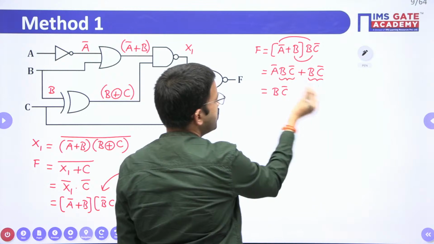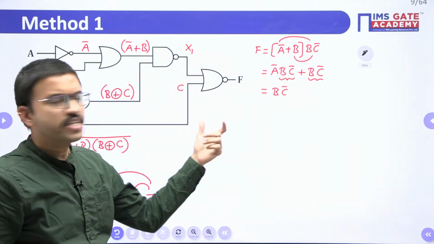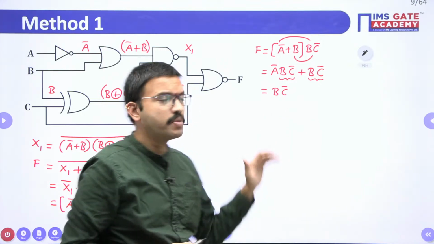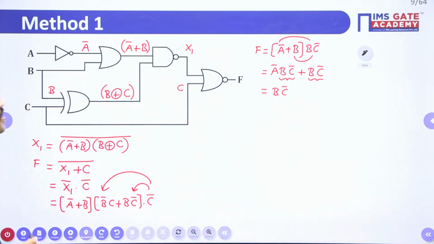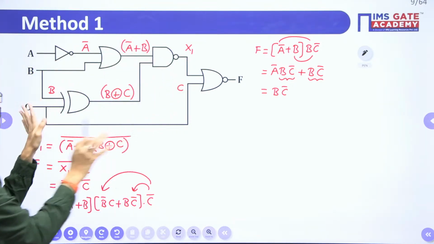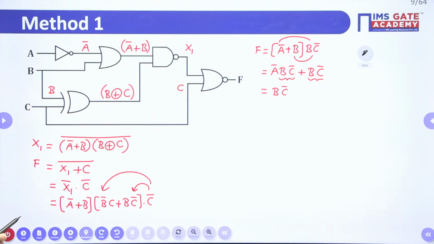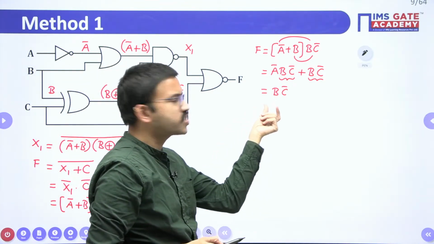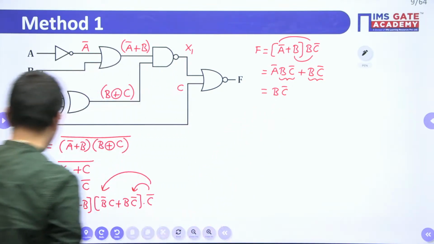Then 1 plus anything is 1, logical OR operation. 1 plus 0 is 1, 1 plus 1 is also 1, because it is a logical OR operation. So after doing the simplification of the circuit they have given, with 3 inputs A, B, C, you are getting the simplified function as B into C bar.